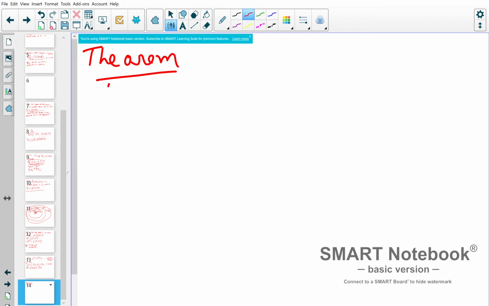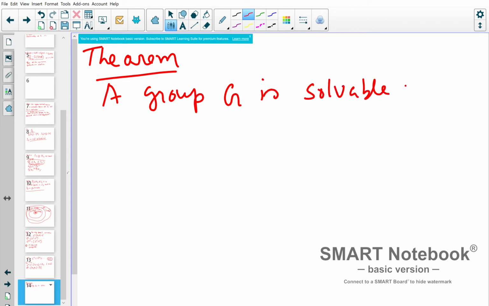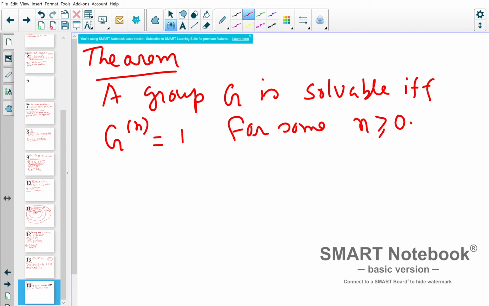Say a group G is solvable if and only if G^(n) equals identity, I mean the nth derived subgroup, for some n. If n equals 0, this is the identity group itself. Clear? So this is the theorem.